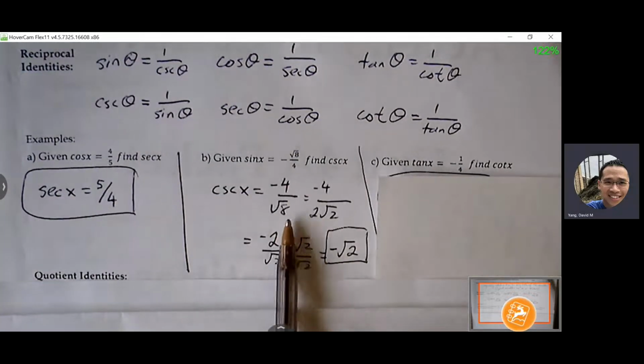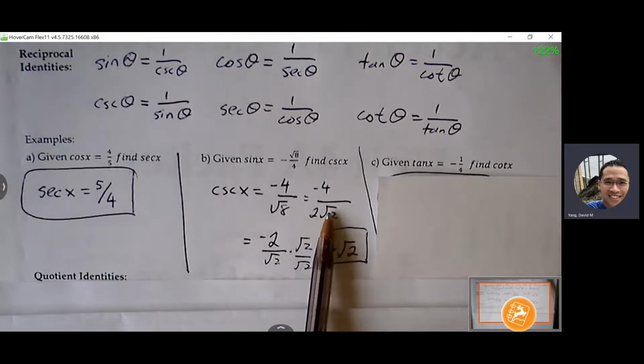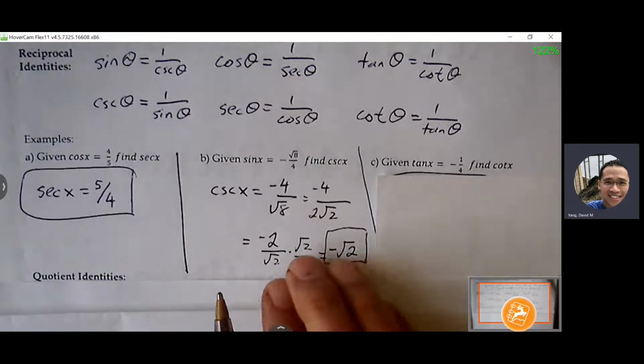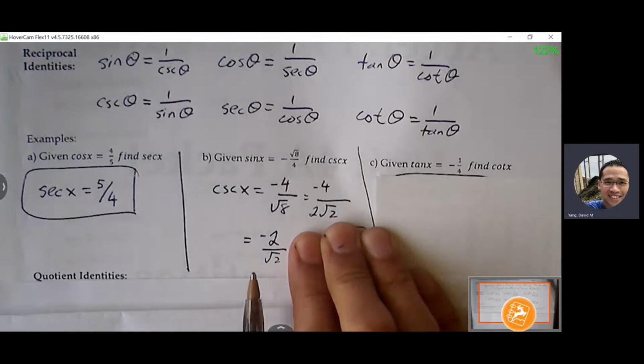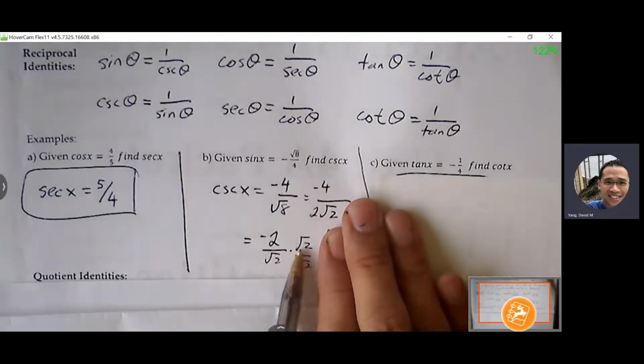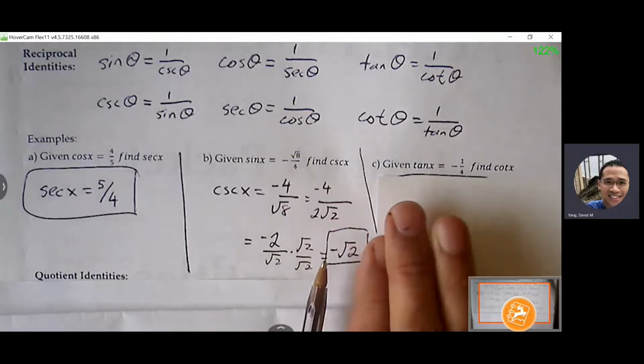And once you're down to 2√2, we can reduce even further. We know -4 and 2 can reduce to be -2, so -2/√2. Further rationalize this denominator, multiply numerator and denominator by √2. So √2/√2, we get -2√2/2, and the 2's can cancel out. We're left with just -√2.